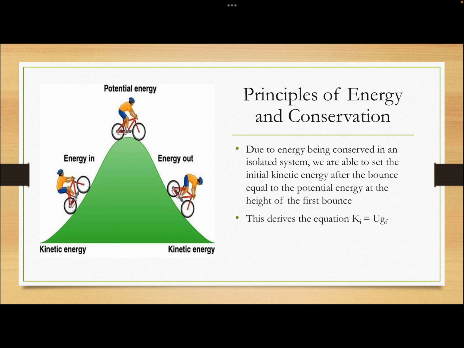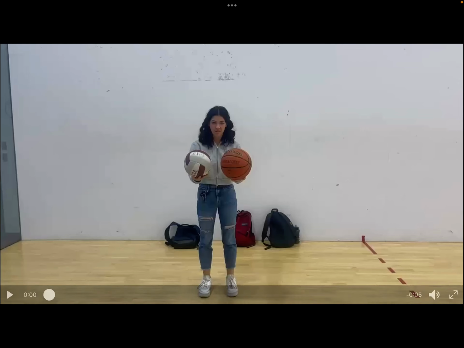Now, the reason we're able to do this experiment is due to the conservation of energy, because energy is conserved in an isolated system. Due to this, we're able to set the initial kinetic energy right after the bounce, find the velocity of that, and set that equal to the potential energy at the height of the first bounce. Using this, we can derive the equation: the initial kinetic energy, Ki, is equal to the final potential energy, UGF. So here is the video that we did with the volleyball.